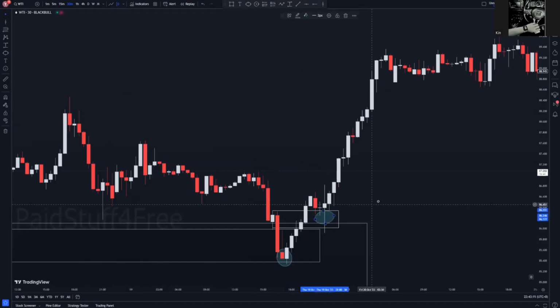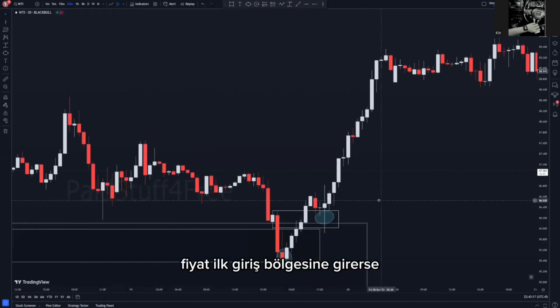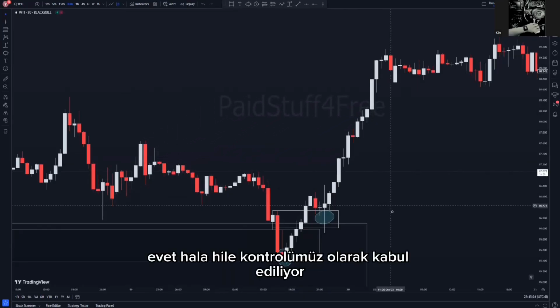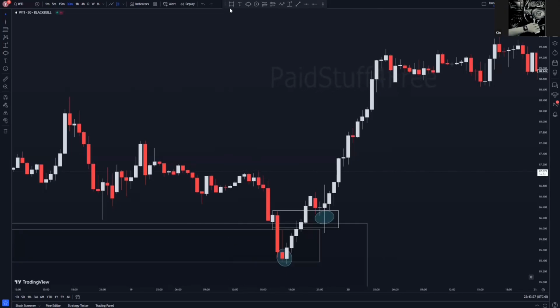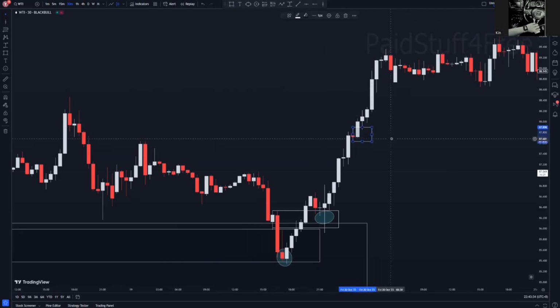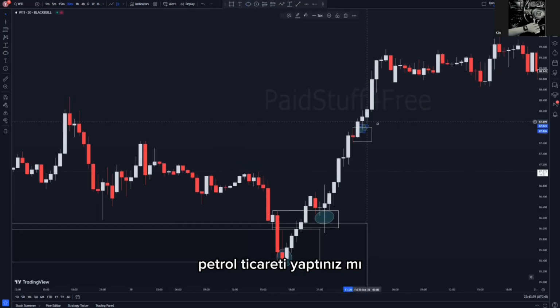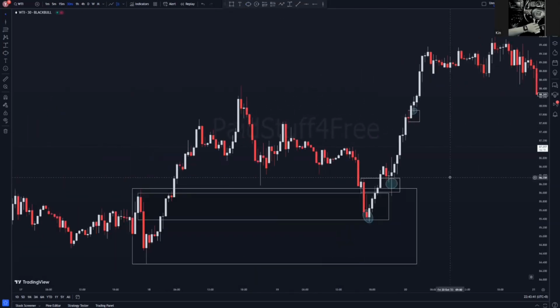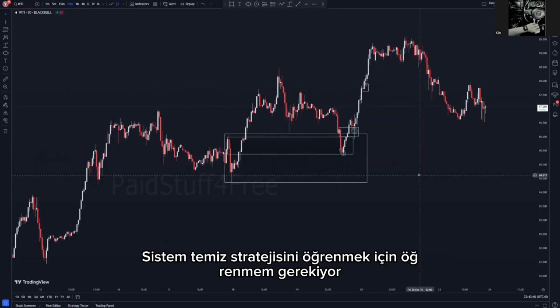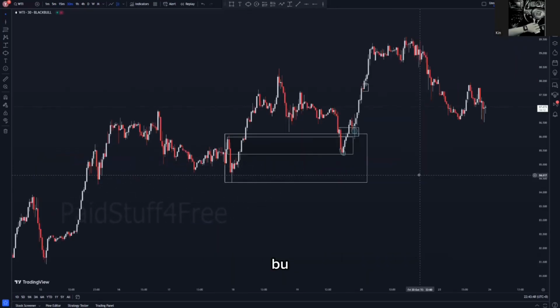Sheesh. If price enters the first entry zone and doesn't create a new EG, but does create EF, is that still considered as our trade control? Yes, yes, yes. Still considered as our trade control. Another re-entry, you know. Yeah, another re-entry. Wait, another re-entry. Oh. Did you guys trade oil? Wow. It's amazing. I need to unlearn to learn the system. Clean strategy, this one. Yeah, exactly.